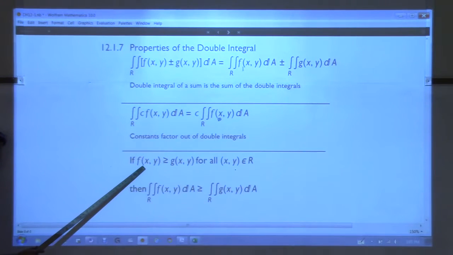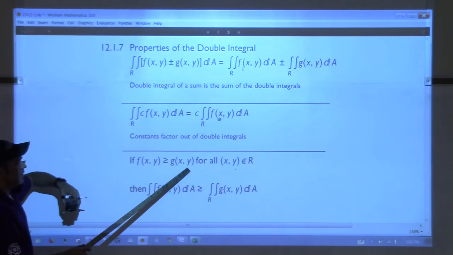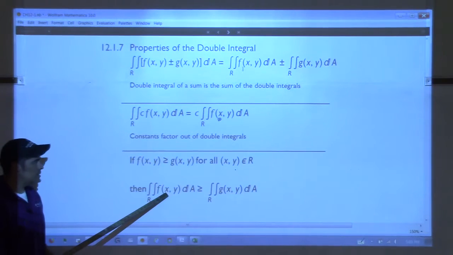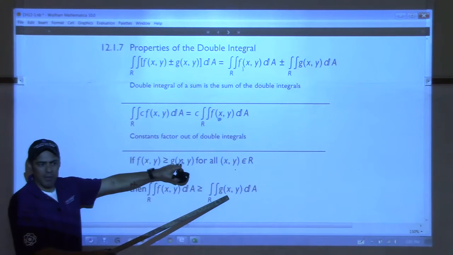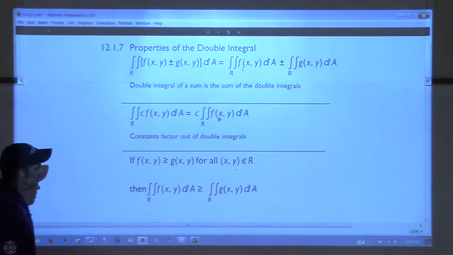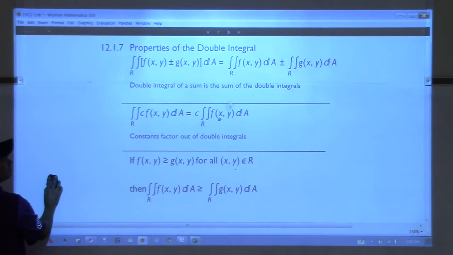If your function f, your surface, is always above another surface, then the volume under the top surface should be more than or equal to the volume of the surface below it, right? So does that seem pretty reasonable? Is that it? Okay.